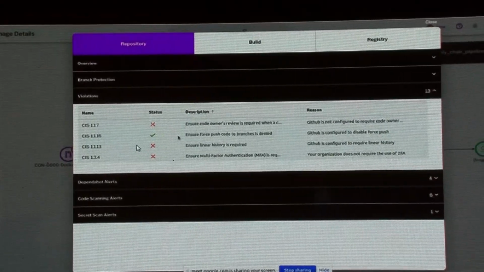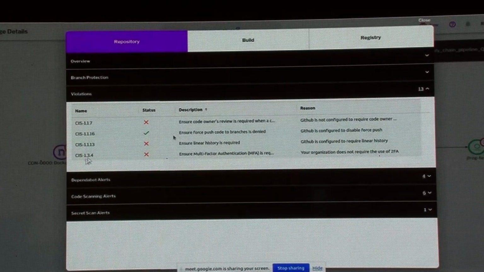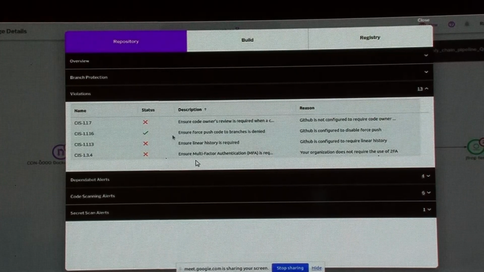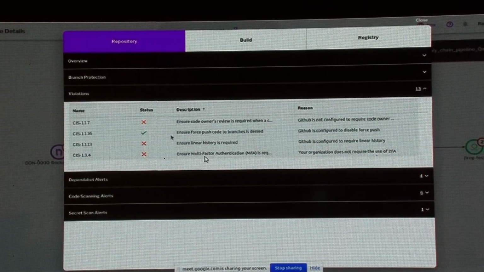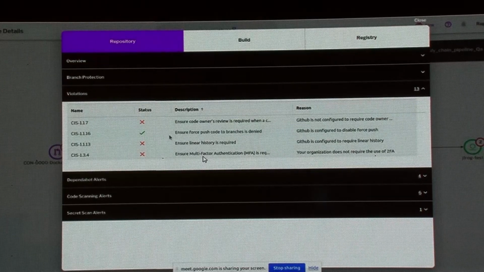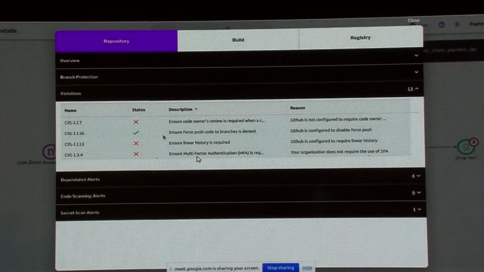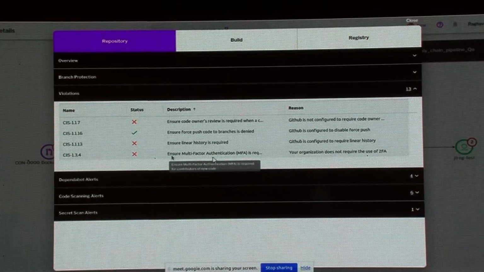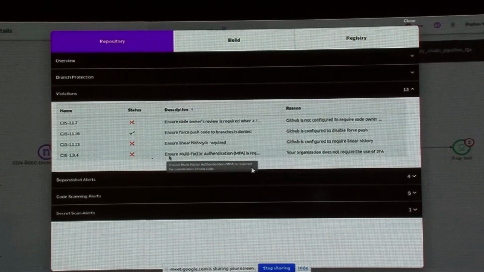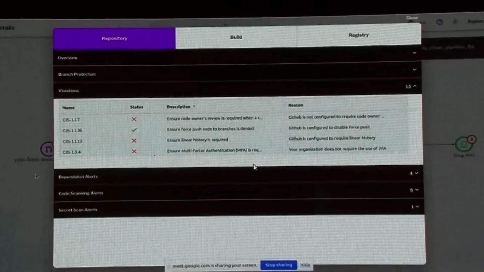Again, there is a CIS benchmark, which is CIS 1.3.4. It says that this has failed because MFA was not enabled for that user who committed code. So that is also part of a benchmark. Now moving further right comes the build, which is the Jenkins in this case.